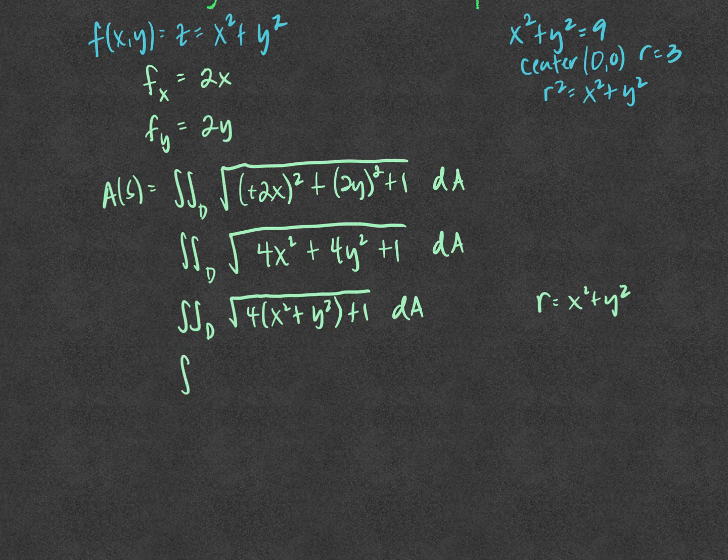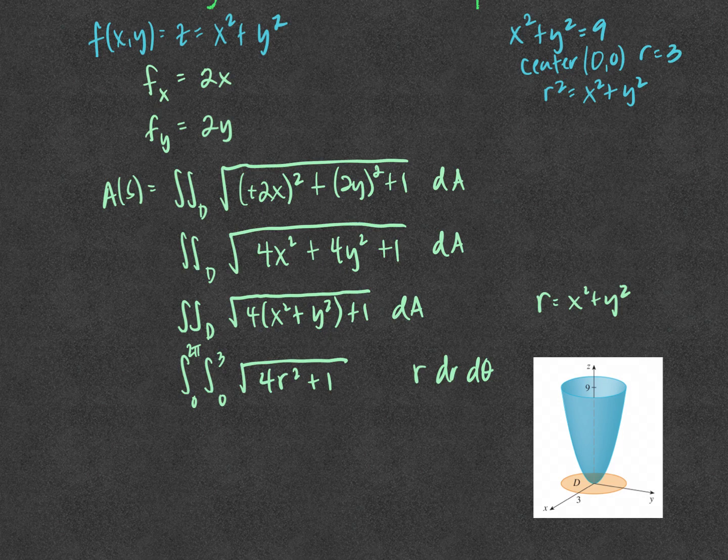But remember that when we switch to polar, we don't just put dx dy, we're going to put r dr d theta. So let's go back over here, and this becomes the square root of 4r squared plus 1, and we have r dr d theta, and then we have to think about bounds. You can see that when we take this shape and put it on the xy plane, the circle is a solid circle. It's not just an outline of a circle. So our bounds for r are going to be 0 to 3.